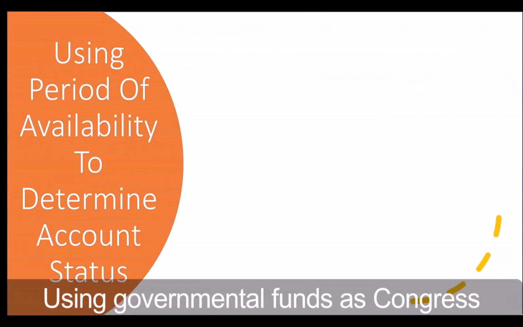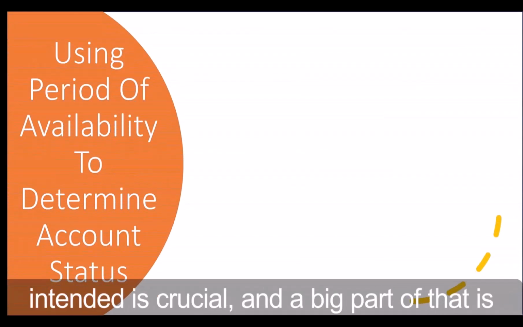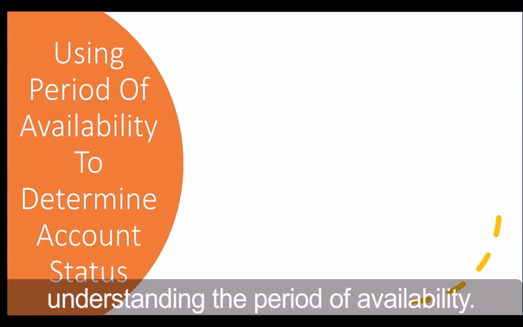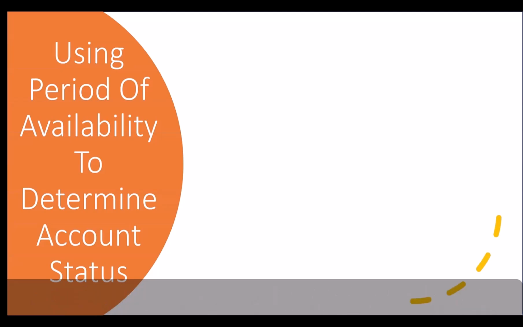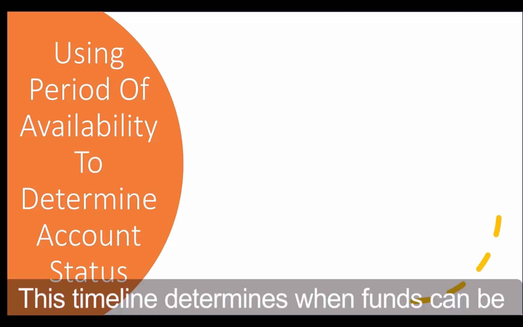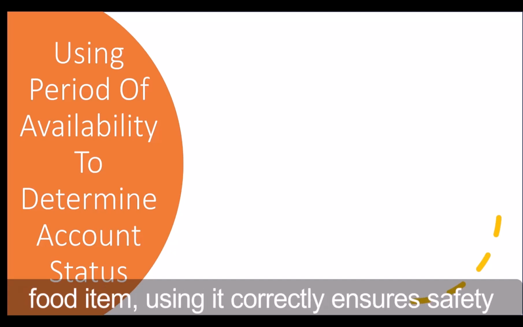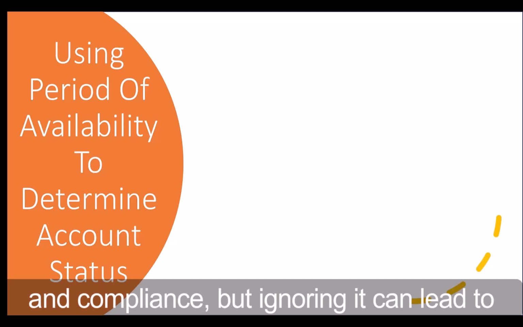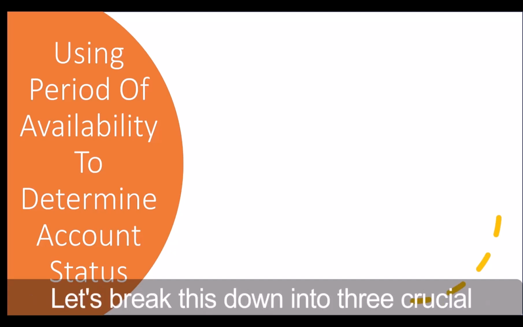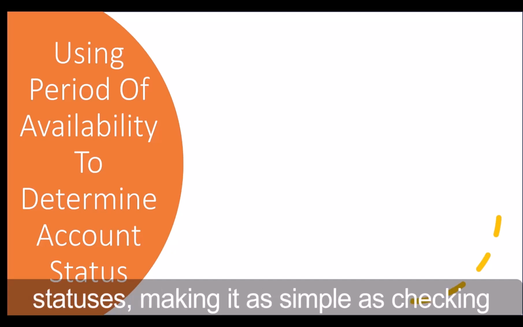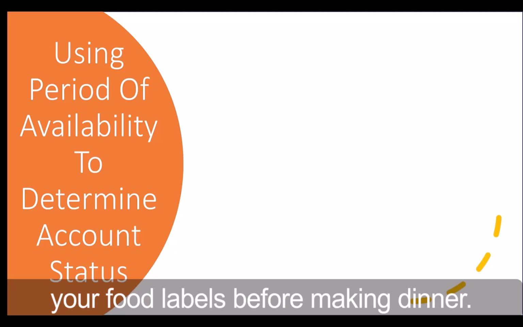Using governmental funds as Congress intended is crucial, and a big part of that is understanding the period of availability. This timeline determines when funds can be used. Think of this as the expiration date of a food item. Using it correctly ensures safety and compliance, but ignoring it can lead to trouble. Let's break this down into 3 crucial statuses, making it as simple as checking your food labels before making dinner.